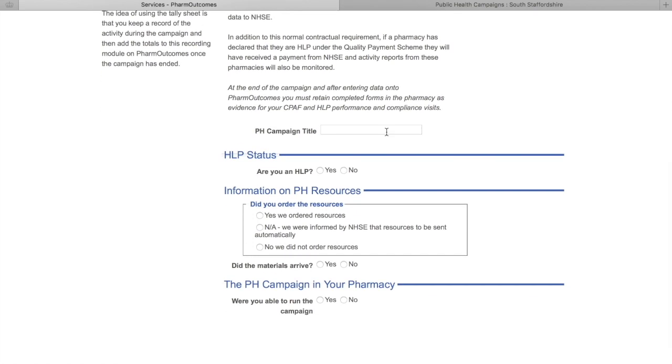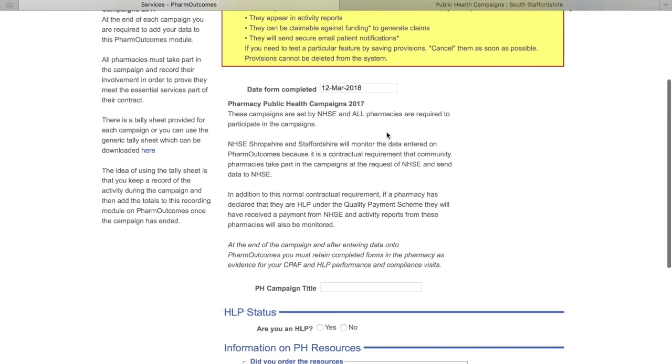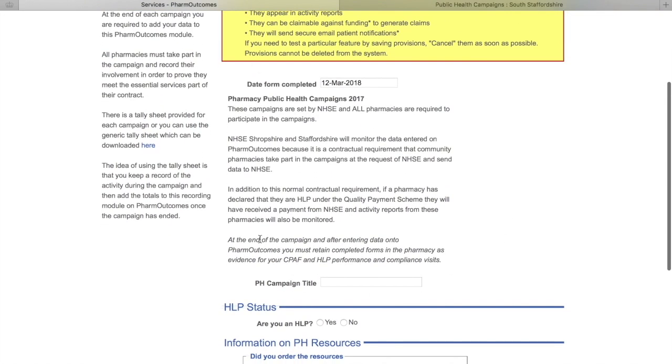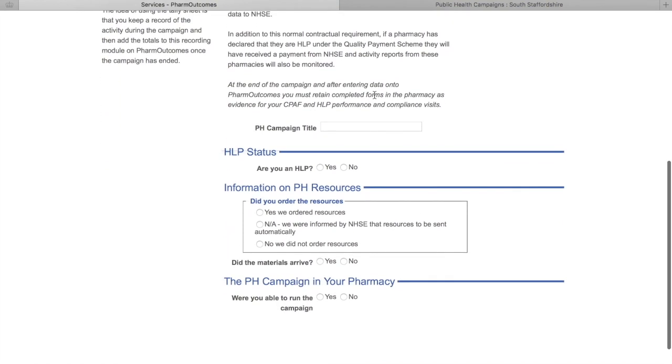They have asked you to keep a record in the pharmacy on a tally sheet, and then at the end of the campaign you do need to come on here and use this module to record it. So the first date on here is just the date you complete the form, which will always be today's date. So let's say this is your first public health campaign, so you pop the title in here.